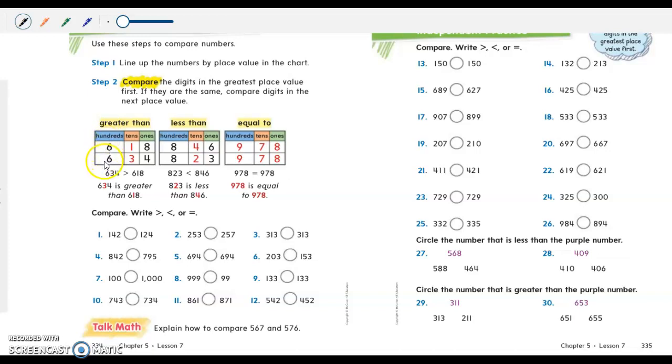So because they are the same, we move on to the next place value, which is the tens. Okay, we have a 1 and a 3. So the 3 in 634 is larger than the 1 in 618. So this equation should read 634 is greater than 618. Okay, less than, as you can see, the less than is pointing to the left. So remember LL, left side, less than.